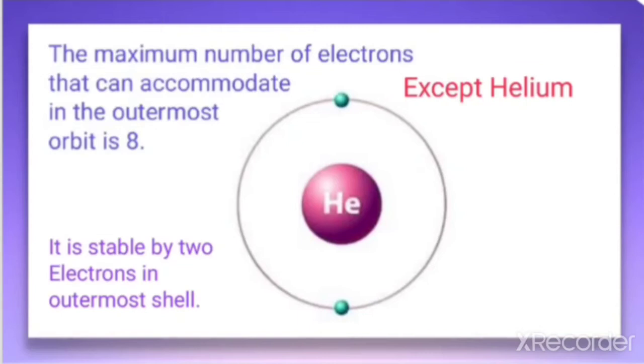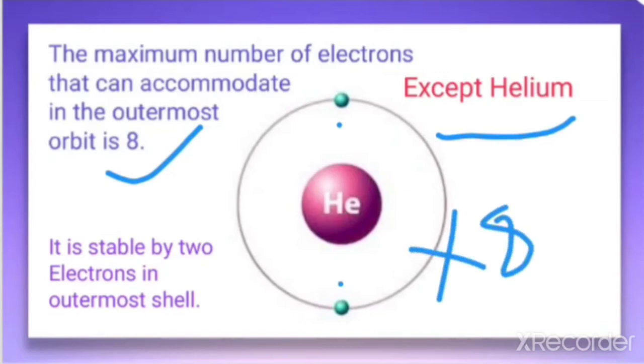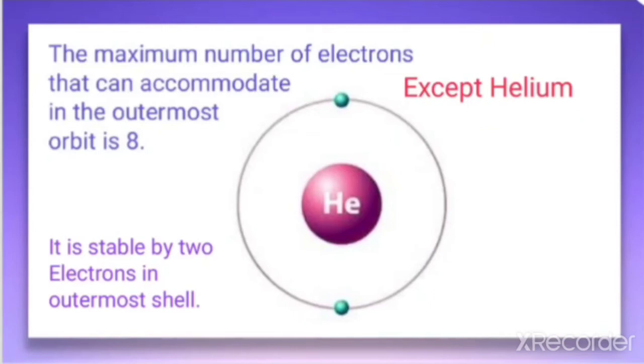because helium is stable with only 2 electrons in the outermost shell. According to the octet rule, an atom is stable when it has 8 electrons in the outermost shell, except helium, which is stable with 2 electrons itself. The concept of 8 is not applicable in the case of helium. In all other atoms, it must get an octet, that is, become stable by getting 8 electrons in its outermost shell. Let us take one example, that is argon.